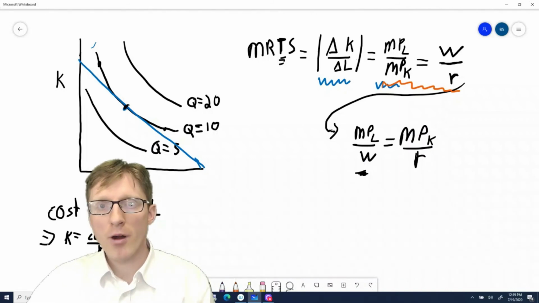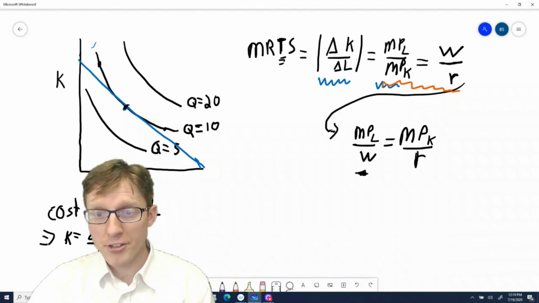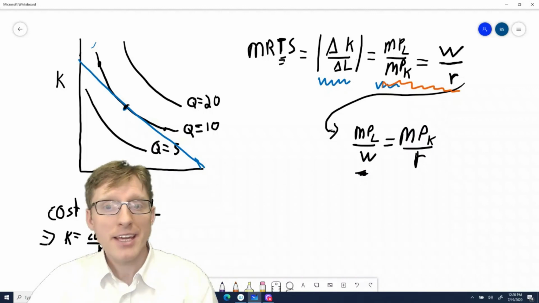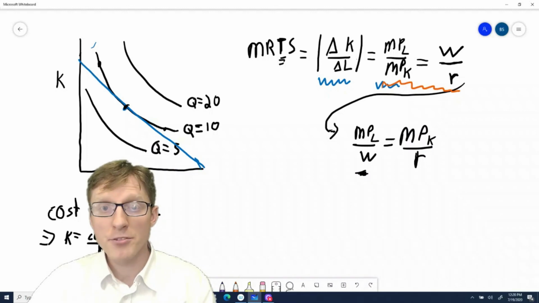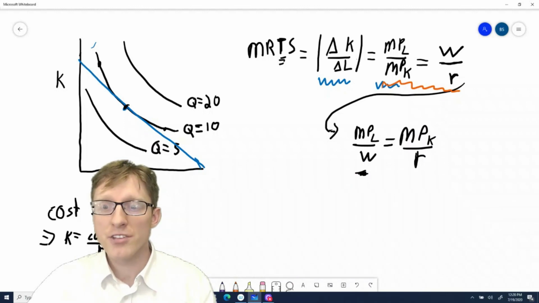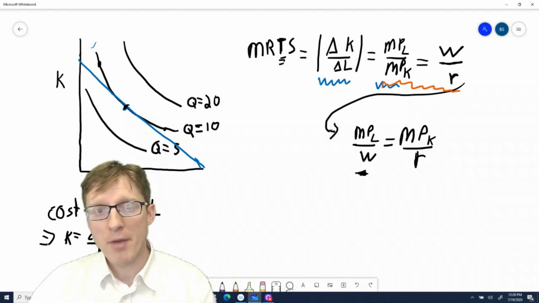It has the marginal product of labor divided by the wage. That is telling us how much output is produced per dollar spent on labor. Suppose that an additional unit of labor produces 10 units of output and the wage is 5. If we divide 10 by 5, then each dollar spent on labor produces 2 units of output. And on the right-hand side, we have the marginal product of capital divided by the price of capital, or said another way, at the margin, it's the amount of output produced per dollar spent on capital.